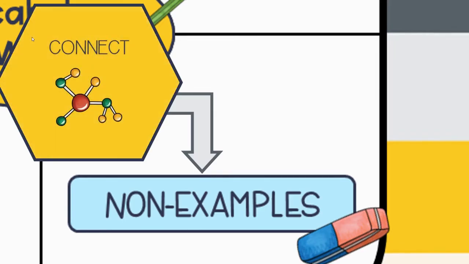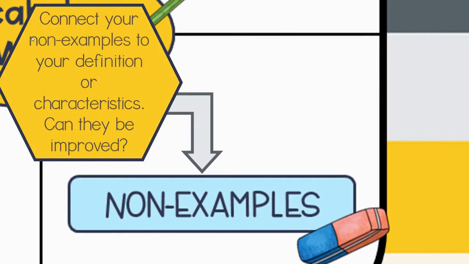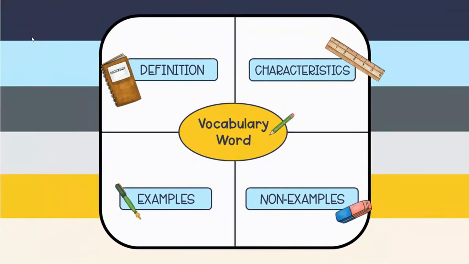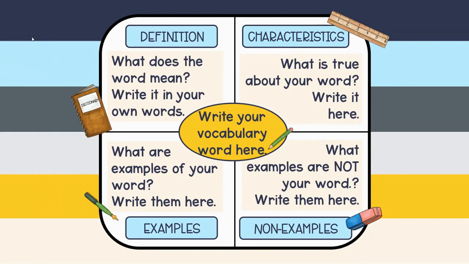And then to finish it off again, we're going to connect our non-examples to the definition or characteristics. Can we improve our definition? Can we change our definition to make it better? Can we add to the characteristics based on what non-examples we have come up with? So that is pretty much what the Frayer model is. And this example here shows you all those questions that you're going to ask as you start to go through this process.